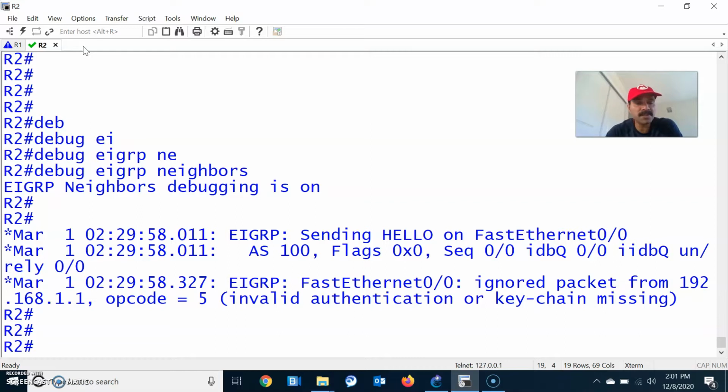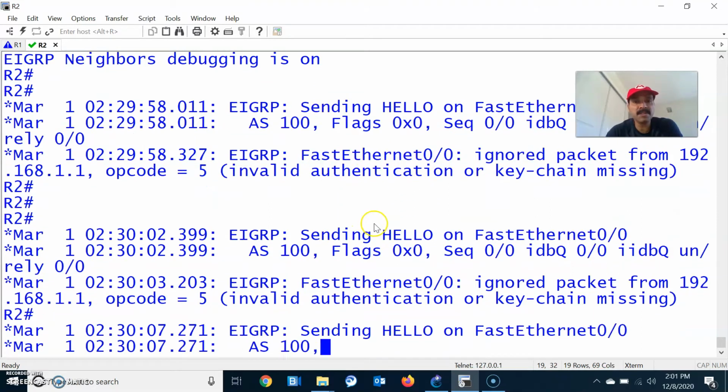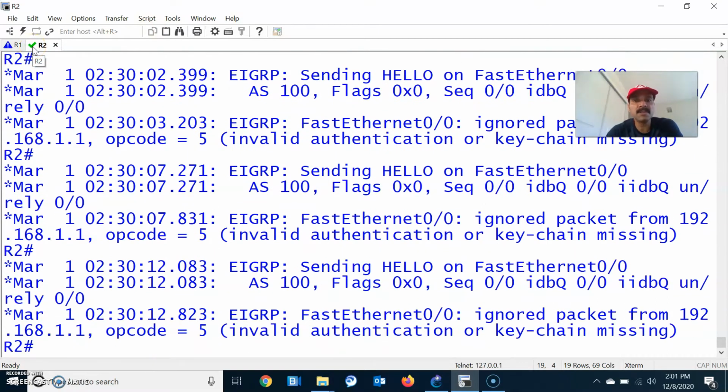So now let us see what error we are getting. We are getting an invalid authentication or a keychain missing. So we are missing two things. One thing, there is an invalid authentication and the keychain is missing. So this is configured using the MD5 authentication. So the keychain is missing.